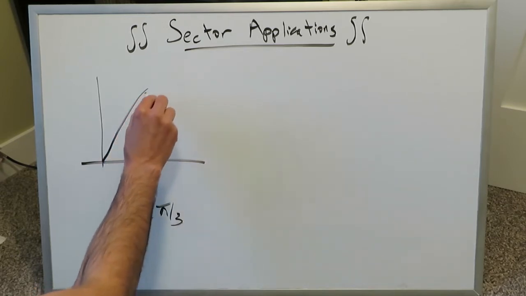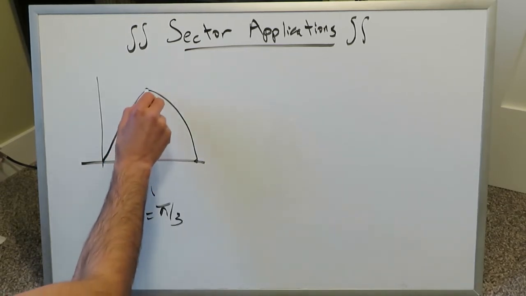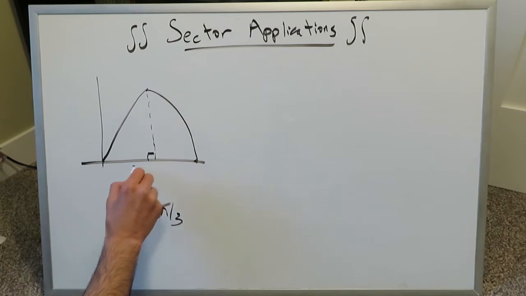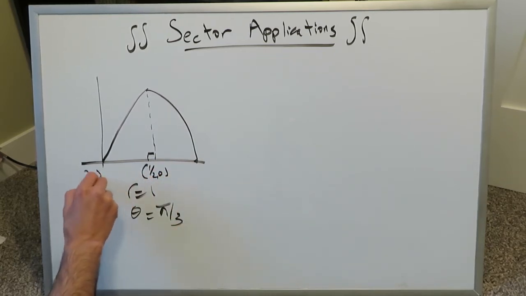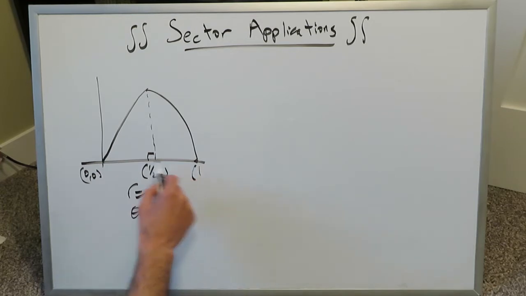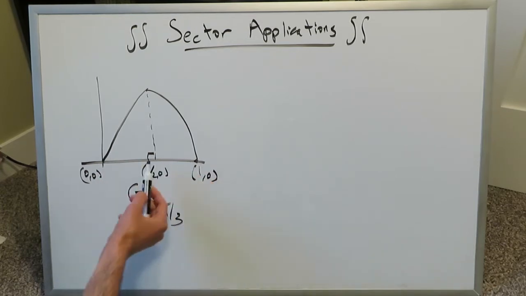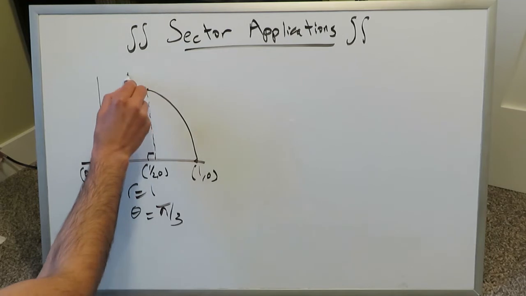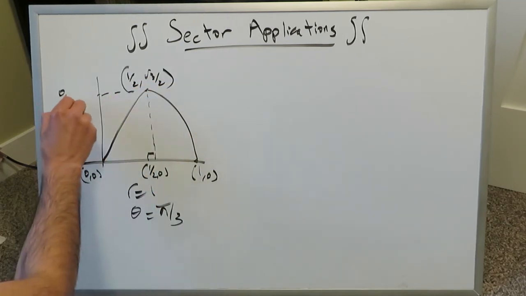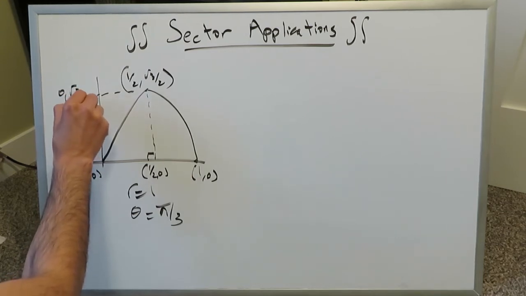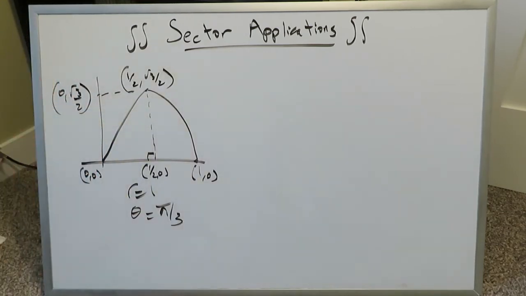We had something which looked like this, and we were extending a line down from here. This was 1 over 2 comma 0. This right here was my origin, 0 comma 0. This right here representing the radius, 1 comma 0. Over here we had 1 over 2 comma root 3 over 2, and this became over here 0 comma root 3 over 2 in terms of the y-axis extension of this.